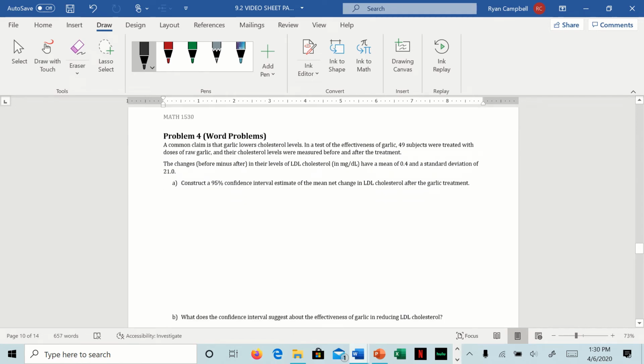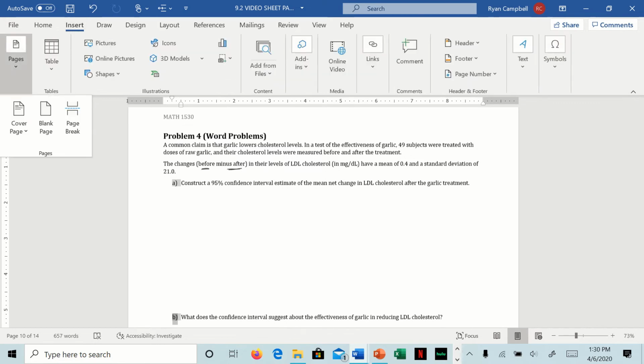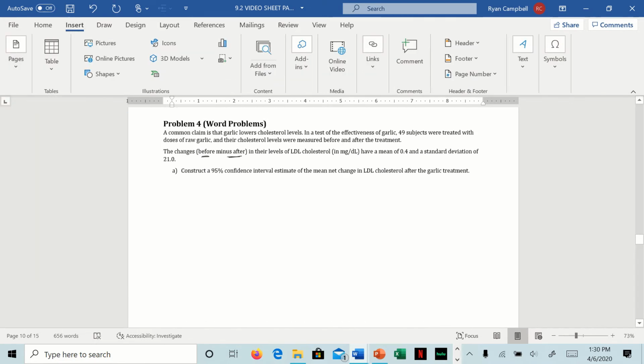Last problem, and then we'll move on to sample size. So a common claim is that garlic, an old wives' tale, says that garlic lowers cholesterol levels. In a test of the effectiveness of garlic, 49 subjects were treated with doses of raw garlic, and their cholesterol levels were measured before and after. The changes, which is before minus after, in their LDL cholesterol have a mean of 0.4 and a standard deviation of 21.0. So let's construct a 95% confidence interval estimate of the mean net change after the garlic treatment.